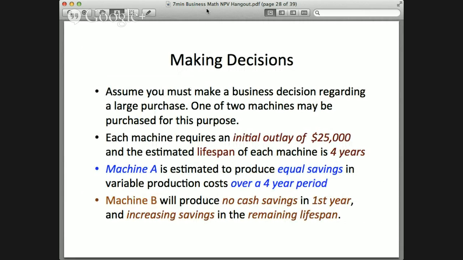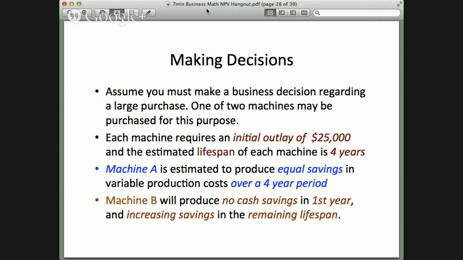There are 2 machines which will serve the purpose, and you need to decide which of the machines is the best investment. Each machine requires you to pay out $25,000 upfront. So your initial payment, whether you choose machine A or B, is $25,000. The estimated lifespan of each machine is 4 years.